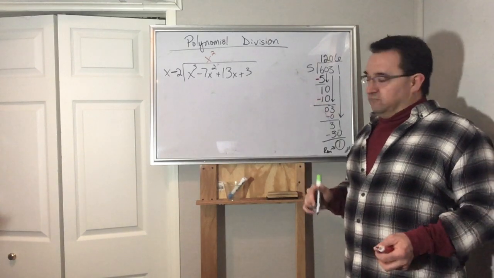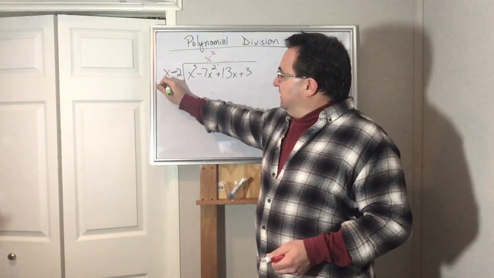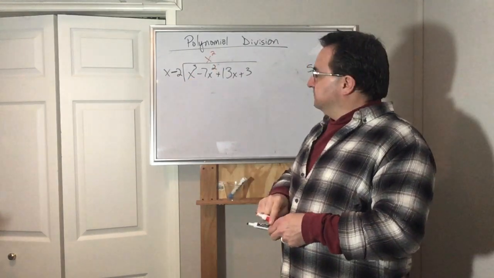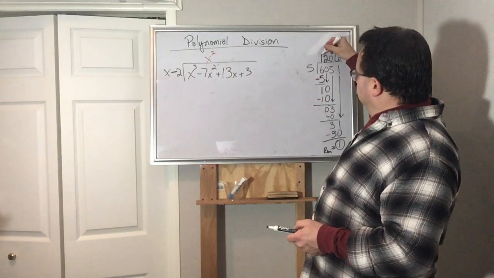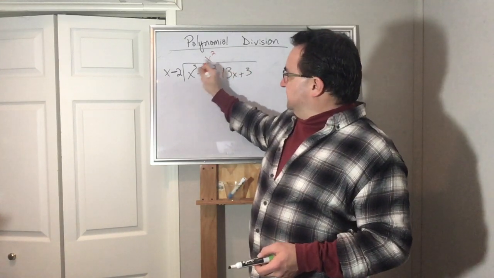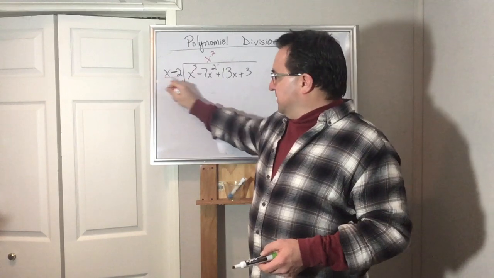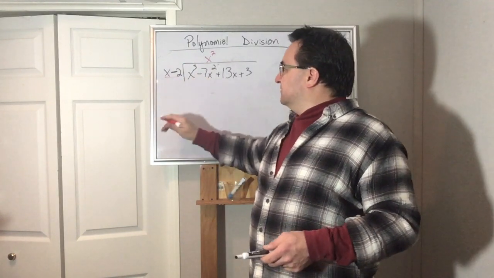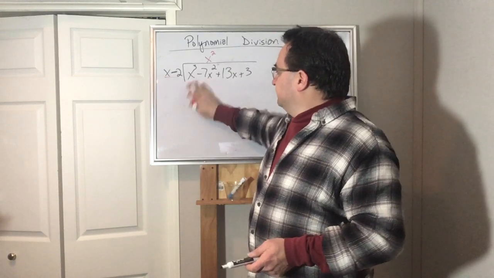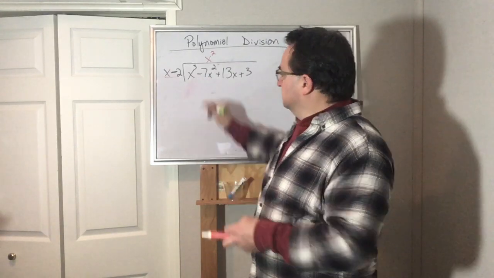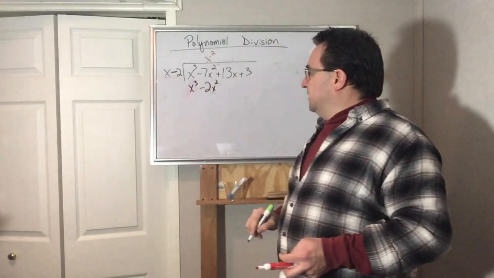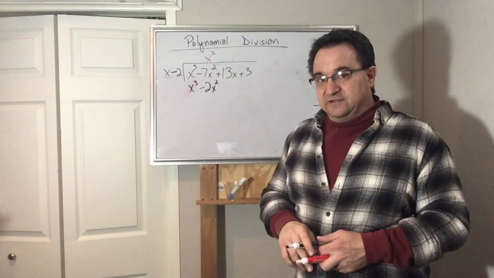Well, what's that look like over here? x times what is x cubed? Answer x squared. So I put it up there. Then what do I do? Well, what did I do here? Didn't I multiply this by this? So I got to multiply this by, and now I'm going to multiply it by all of it. I'm not going to forget that there's a 2 there. So this is going to be x cubed minus 2x squared.